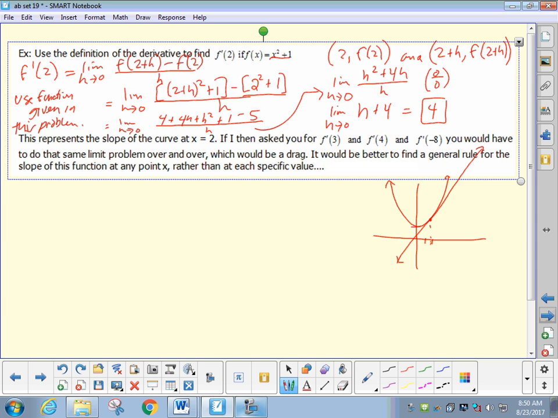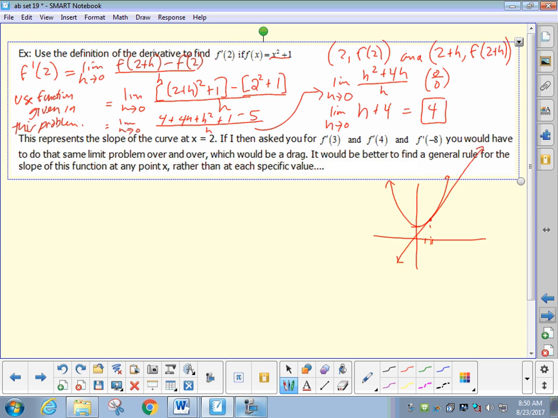If I then asked you, okay, now find the slope of the curve at 3, and then find the slope of the curve at 4, and then find the slope of the curve at -8, that would mean you would have to redo this over and over every time for each new number. Are you with me? And that would be a drag.